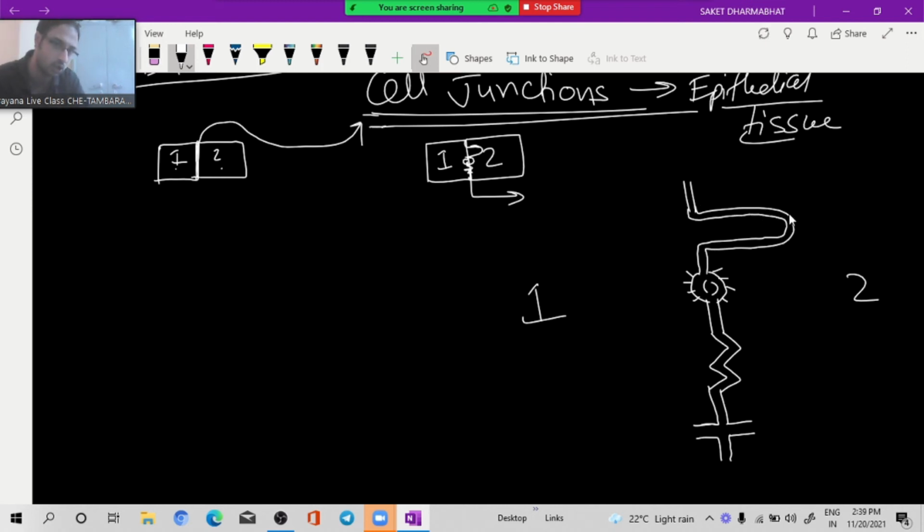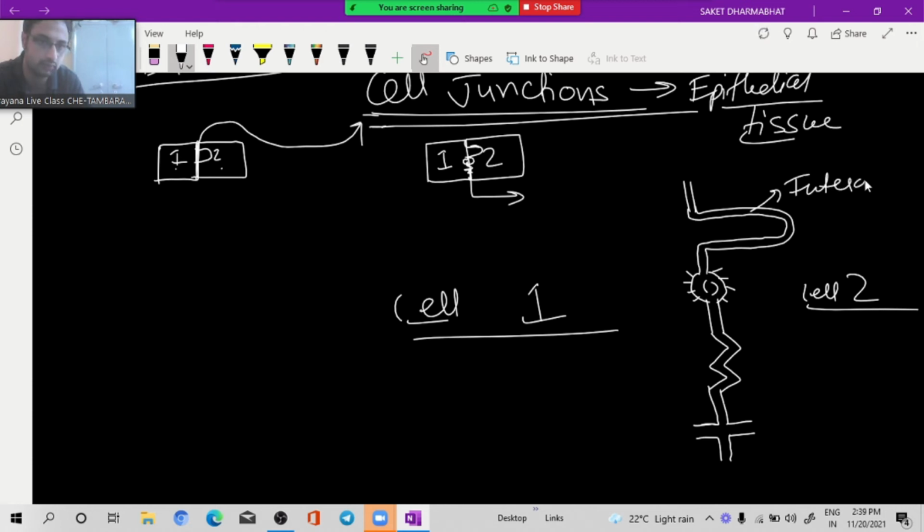This finger like projection of the plasma membrane of cell number 1 into the cytoplasm of cell number 2 is called as what? Interdigitation. Finger is called as what? Digit. So it is interdigitation.